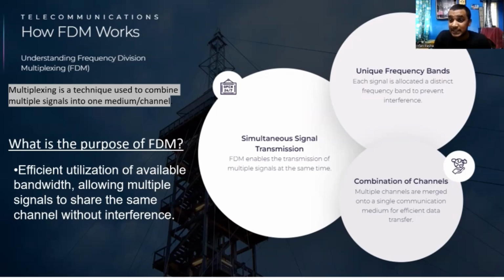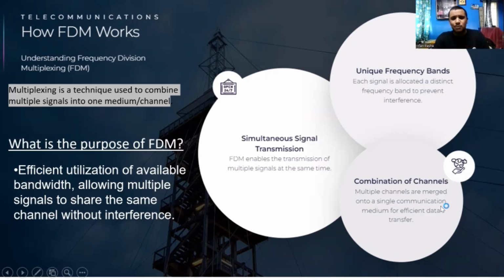The old age people, the 90s people, like the slow songs. So the audience is different, and the radio channels have to target their audience. And this is also done by FDM. Multiple channels are merged onto a single communication medium for efficient data transfer.